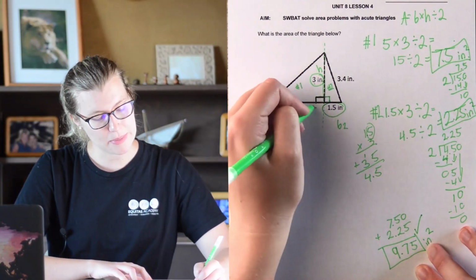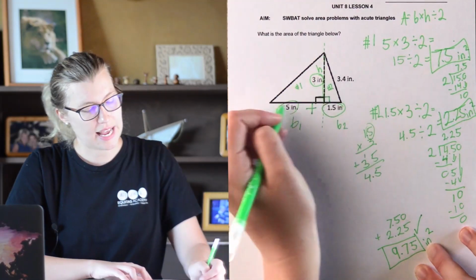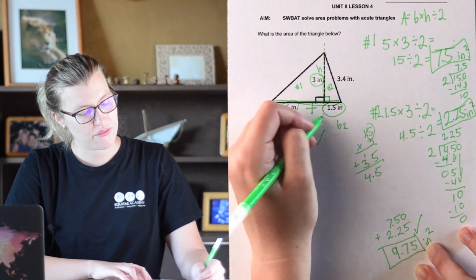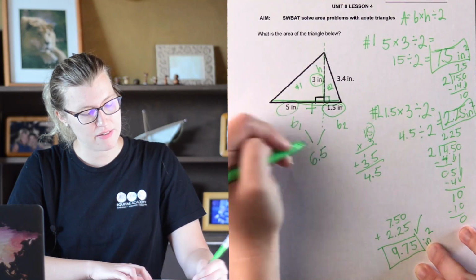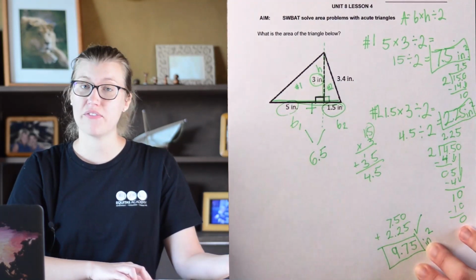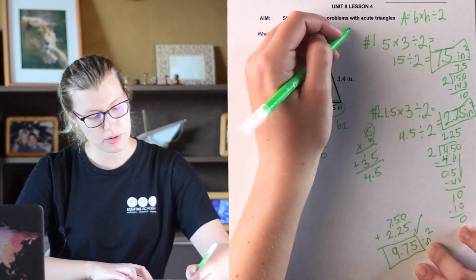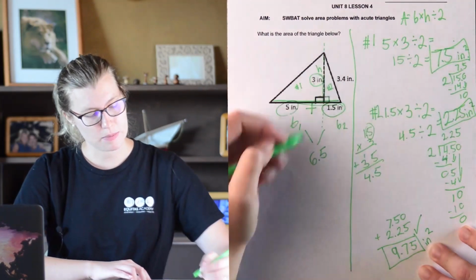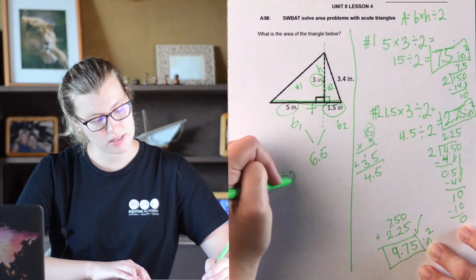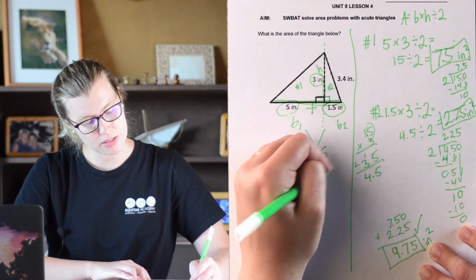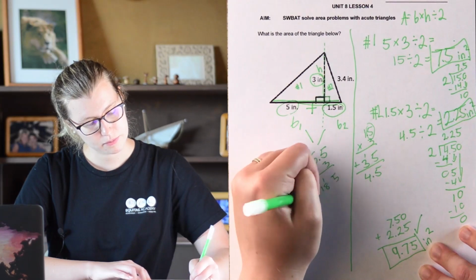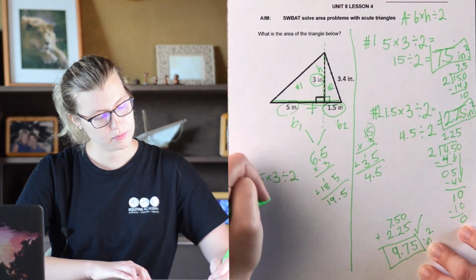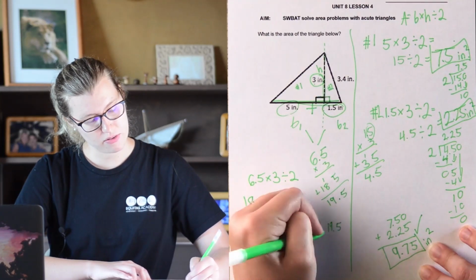Let's check. So what happens if I add this full length? I want to find this whole base. Not base 1, not base 2, but the total base. 5 plus 1.5 is 6.5. So my total base is 6.5 inches. So now let's use, I'm going to section this off so you know it's a totally new calculation. My base is 6.5 times my height, which is 3, divided by 2. Let's see what we get. Well, 6.5 times 3 is 19.5. Now let's divide 19.5 by 2.